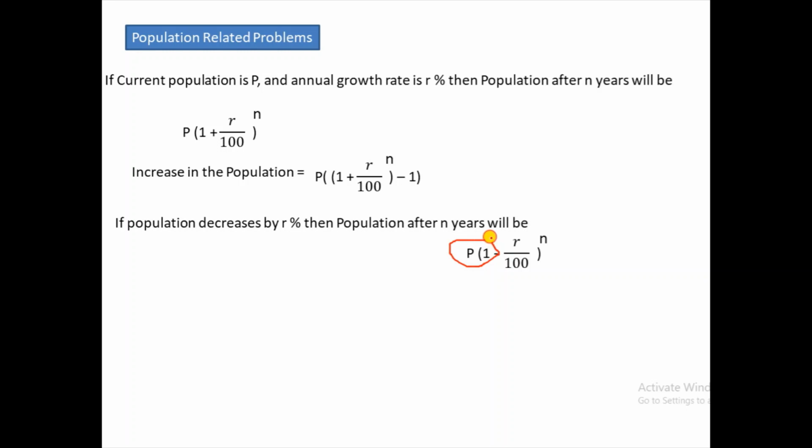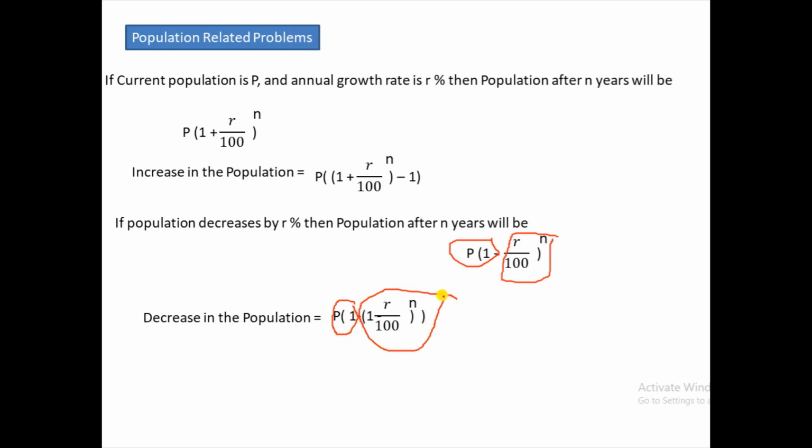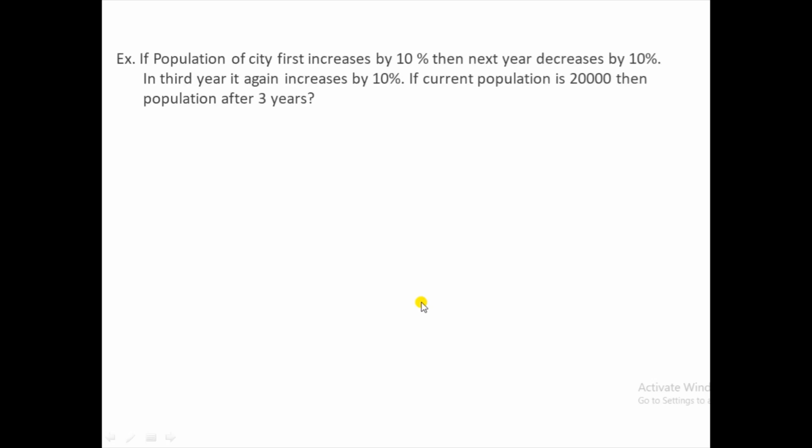Now suppose the population decreases by R%. Then the population after n number of years is just a change in the sign. So this is the original population minus the decrement after n years.